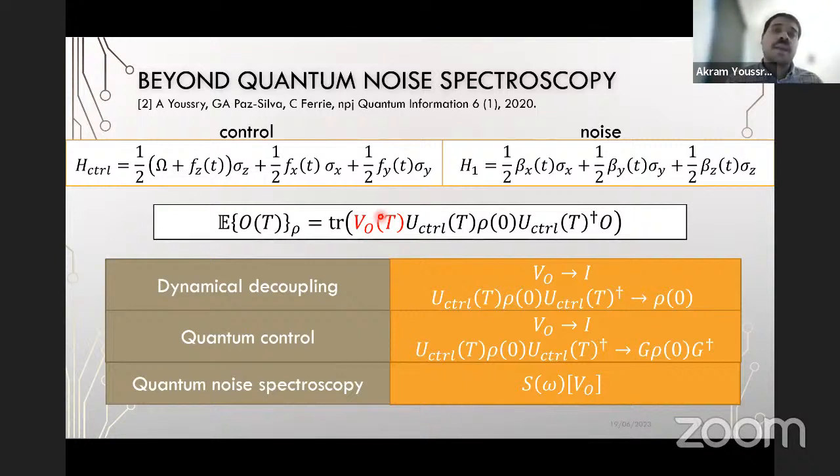And again, the nice thing is that you can prove rigorously that it works for all cases, whether it's Markovian or non-Markovian, classical or quantum, all sorts of noise, it still works.